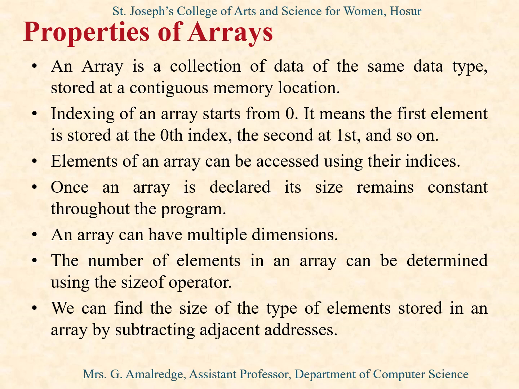Properties of arrays. Indexing of an array starts from 0. It means the first element is stored at the 0th index, the second at first, and so on. Once an array is declared, its size remains constant throughout the program. Elements of an array can be accessed using their index values. The number of elements in an array can be determined using the sizeof operator. An array can have multiple dimensions. We can find the size of the type of elements stored in an array by subtracting adjacent addresses.